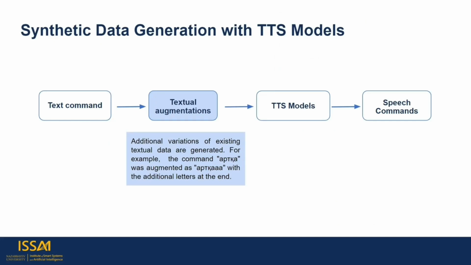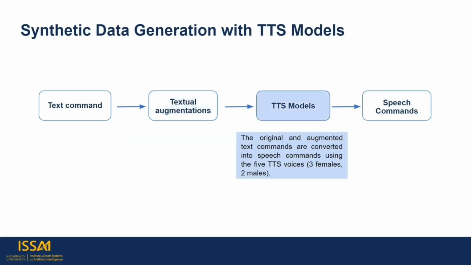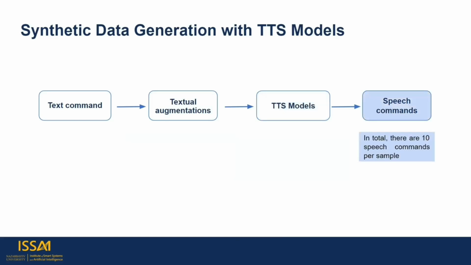After having 35 text commands, with textual augmentations, additional variations of existing textual data are generated. For example, the command артқа was augmented as артқа with additional letters at the end. Next, the original and augmented text commands are converted into speech commands using the five TTS voices, precisely 3 females and 2 males. So in total, there are 10 speech commands per sample. So now, let's move on to the coding part.